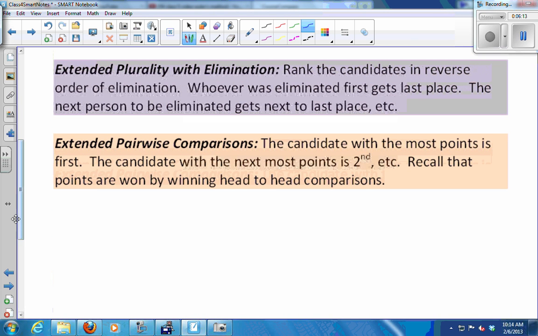In plurality with elimination, you rank the candidates in reverse order of elimination. The first candidate that you eliminated gets last place. Whoever gets eliminated next comes in second to last, and you just keep doing that until someone has a majority. Whoever has the majority wins, next most votes is second, etc. To extend pairwise comparisons, it's just whoever gets the most points wins, and whoever gets the second most points is second, etc.